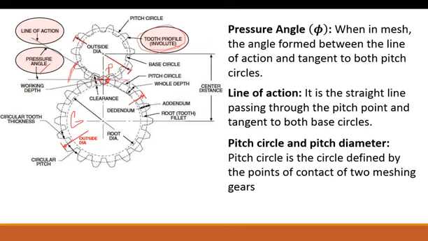Now the pitch circle, or the pitch diameter, is just the circle defined by the points of contact of the two meshing gears. So where these come together, you actually create the pitch circle.